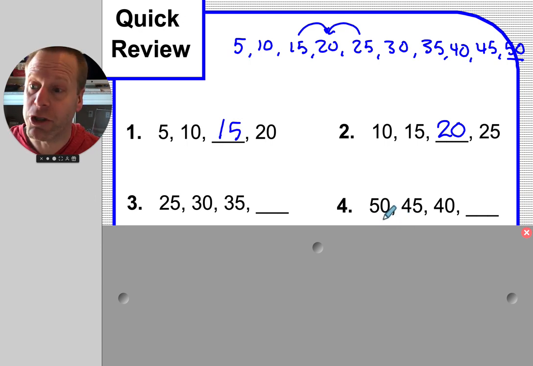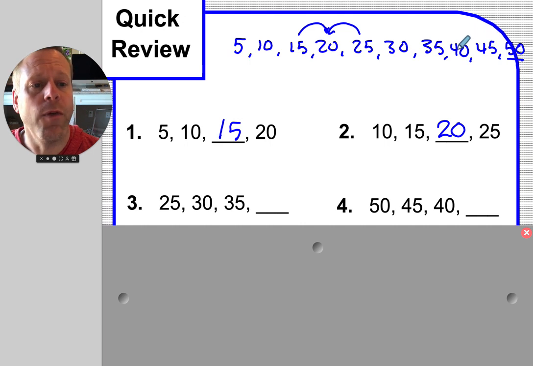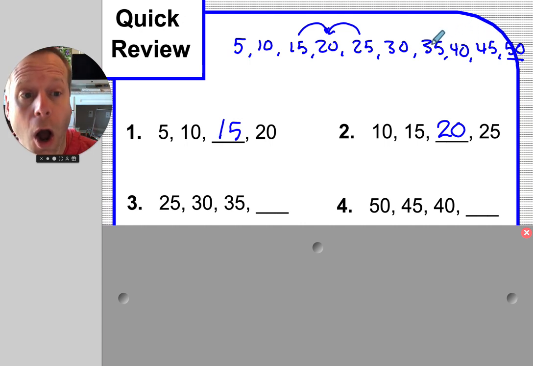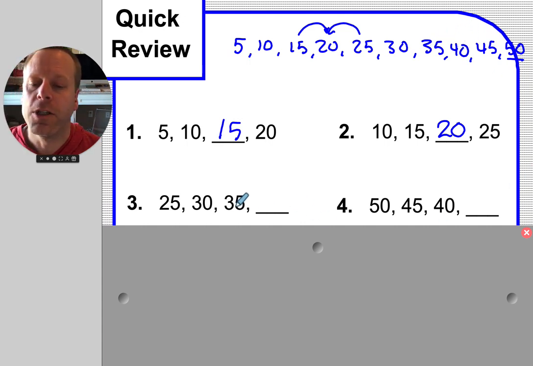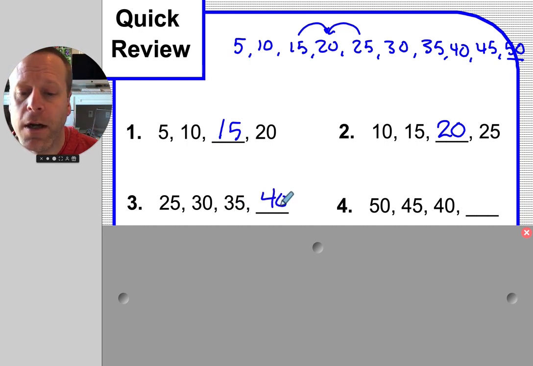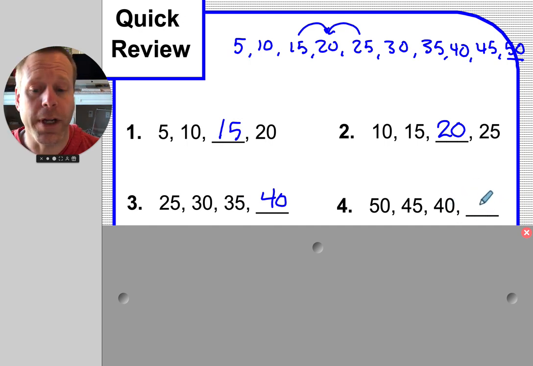Oh, and then this one's tricky. So this is like you're starting with a really big number, and then each time you're counting, you're getting smaller. So watch me. I was on 50. I went to 45. I was on 45. I went to 40. I went from 40. So to complete this pattern here, I would be going up to 40. And to complete this pattern here, I'd be coming down from 40 to get 35.